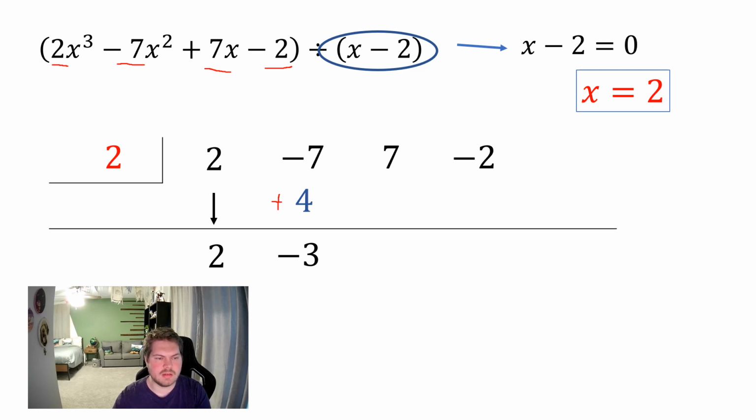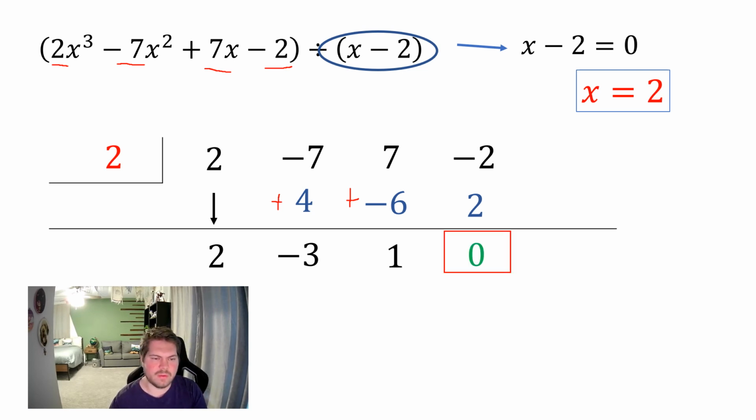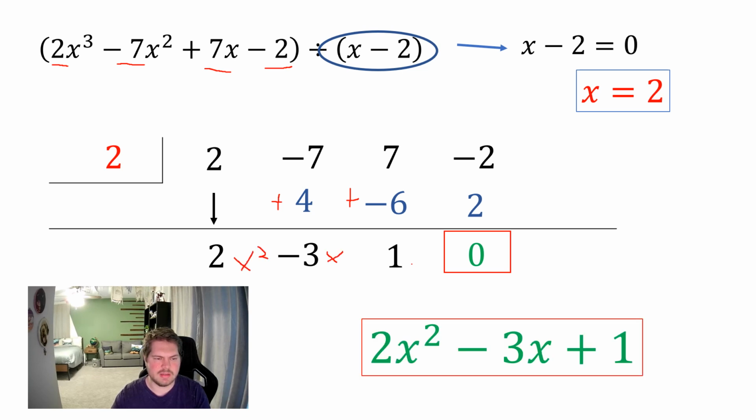And then negative 3 times 2 will be negative 6. And then add, or just 7 minus 6 is 1. And then multiply. 1 times 2 is 2. And add, and again, we have a nice remainder of 0. Woo! So, we're going to kind of just put this in order. This will be our constant. This will be x. This will be x squared. So our final answer is 2x squared minus 3x plus 1.